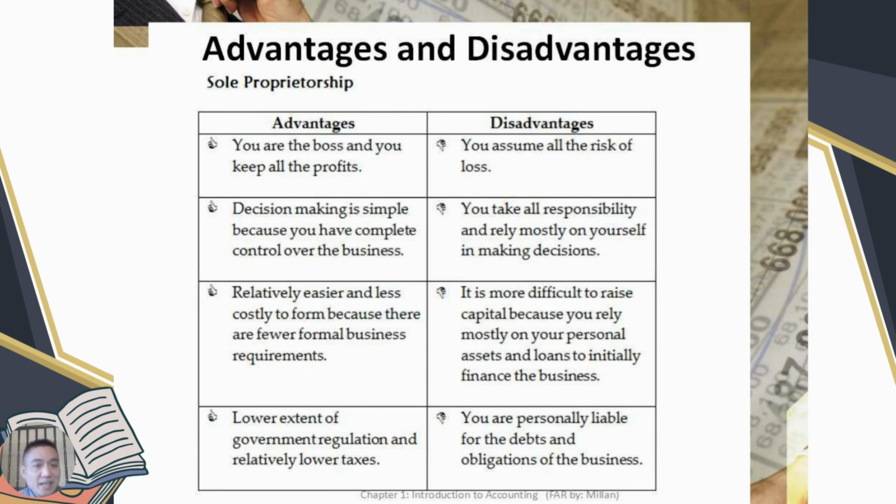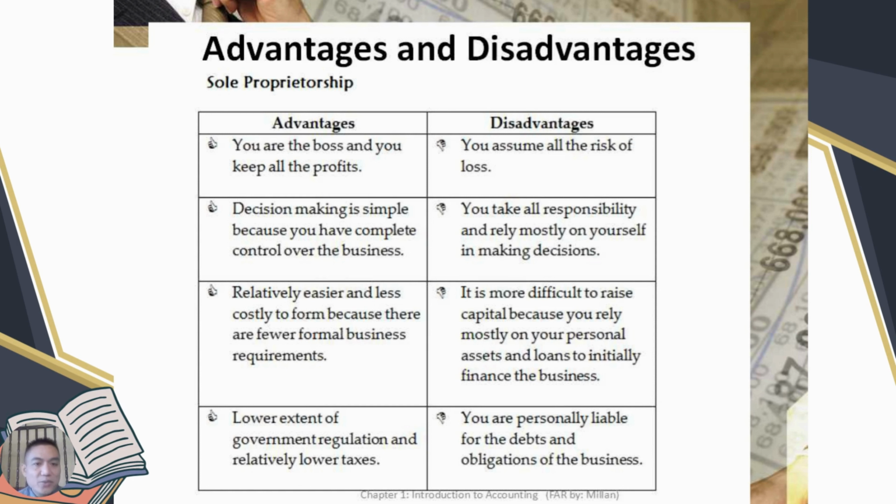Now let us discuss the advantages and disadvantages of the sole proprietorship. So these are the different advantages of the sole proprietorship. Number one, you are the boss and you keep all the profits. So ikaw ang boss, sa'yo lahat ng kita. Decision making is simple because you have complete control over the business. So hindi po dadaan sa iba't ibang tao dahil sa'yo lang po manggagaling ang decision.